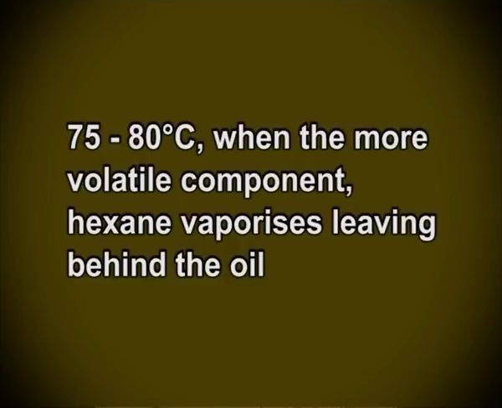The distillation of concentrated micella is carried out at a temperature of about 75 to 80 degrees centigrade, when the more volatile component, hexane, vaporizes, leaving behind the oil. The vapors of the solvent are condensed and reused. The crude oil with about 4% solvent is fed to the stripping column, which has block of gravels placed on a perforated plate as packed column. The oil is stripped off the solvent by open steam, injecting the solvent vapors recovered for reuse through condensation.